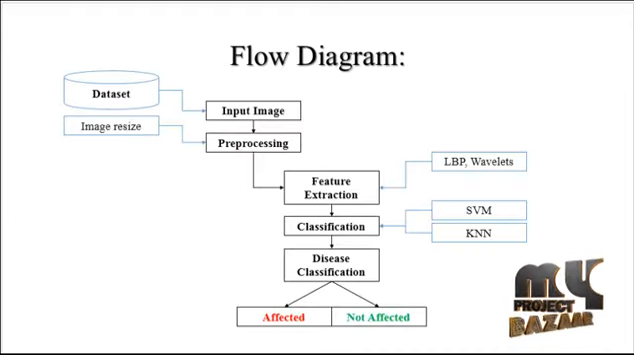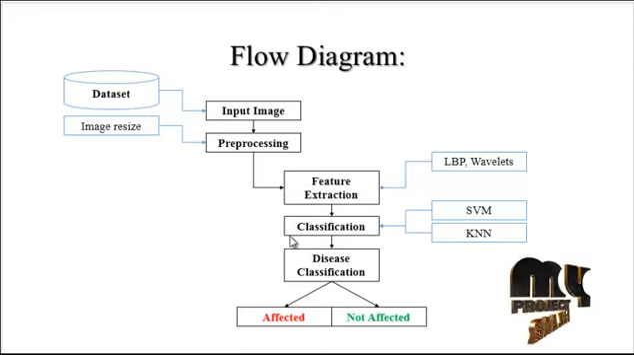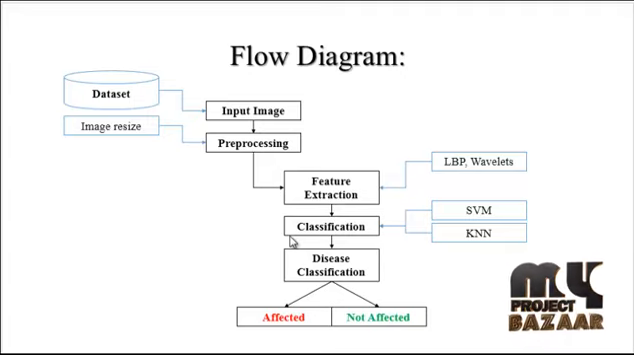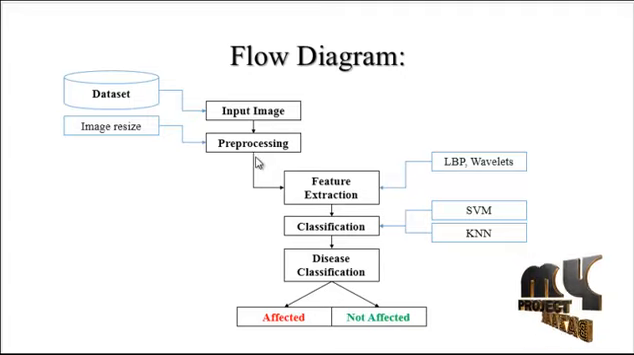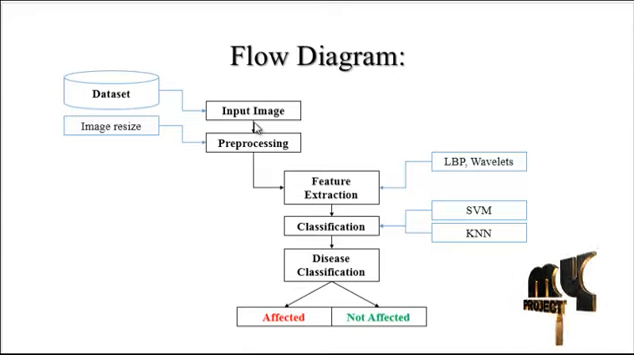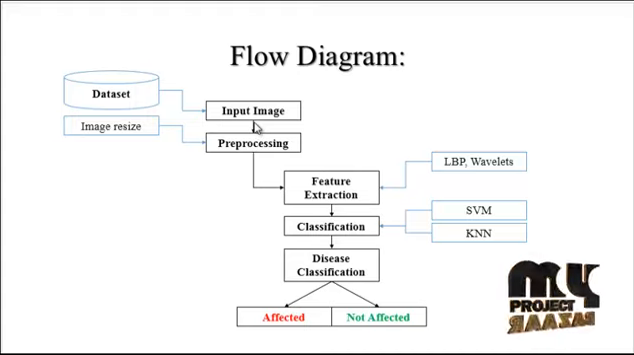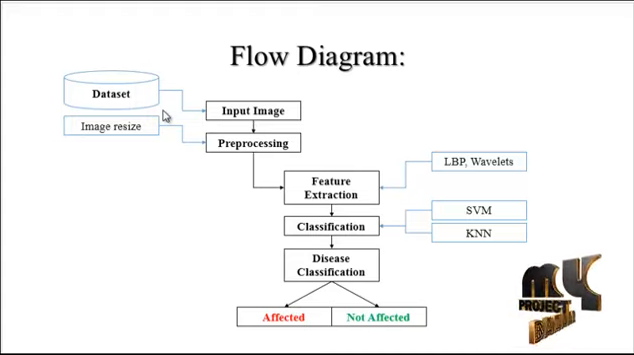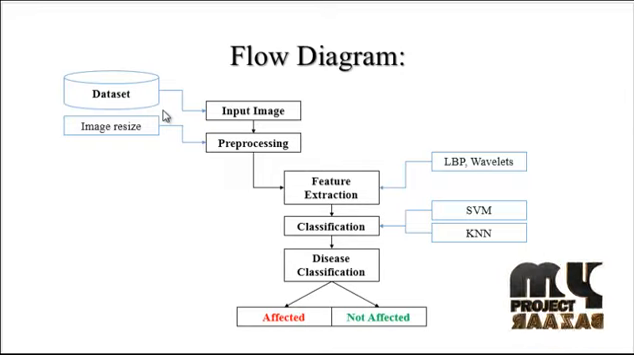Now we are going to discuss the flow diagram of the process. This is the overall working flow of this process. The project consists of the modules input image, pre-process, feature extraction, classification, and finally disease classification. First of all, the input image is taken from the dataset. The dataset consists of both normal images as well as abnormal images.